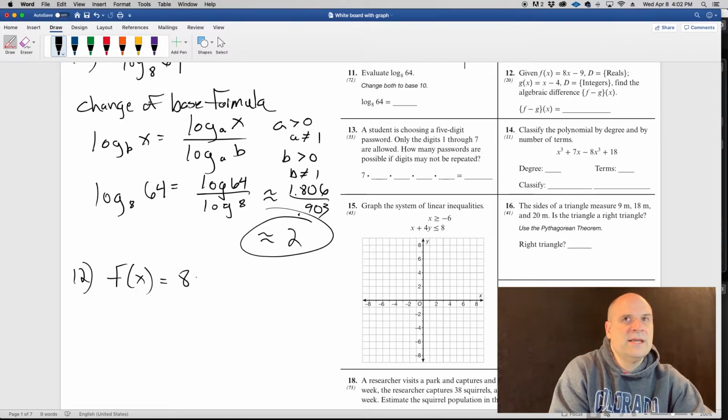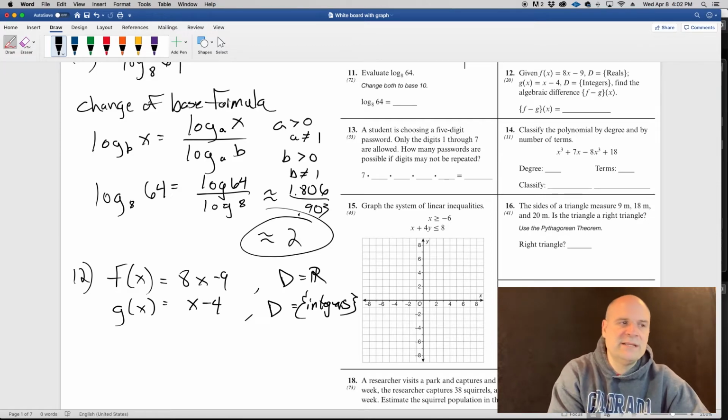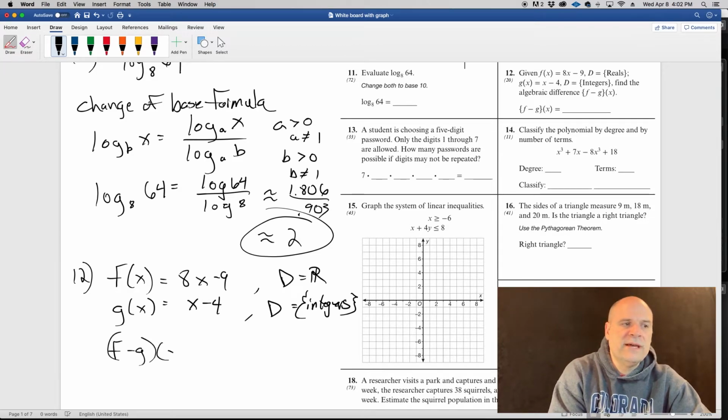F of x equals 8x minus 9. Domain are real numbers, so anything goes. G of x is x minus 4, and the domain are just integers. Okay, find the algebraic difference, f minus g of x.